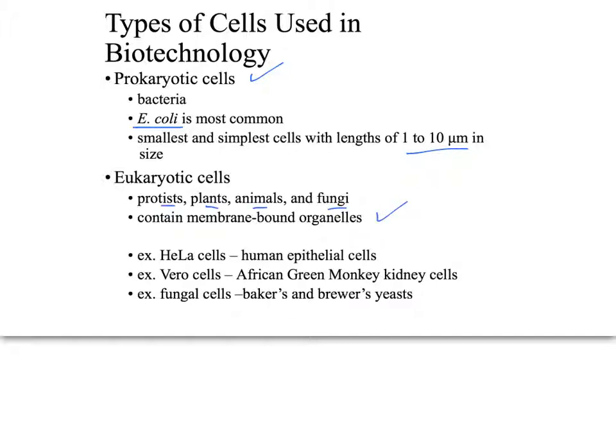They contain membrane-bound organelles. One example are HeLa cells, which have a very interesting story. I'll make another little assignment about those. Vero cells come from the kidneys of African green monkeys, and some cells that are used are yeast cells. Okay, so that's one part of chapter 2.